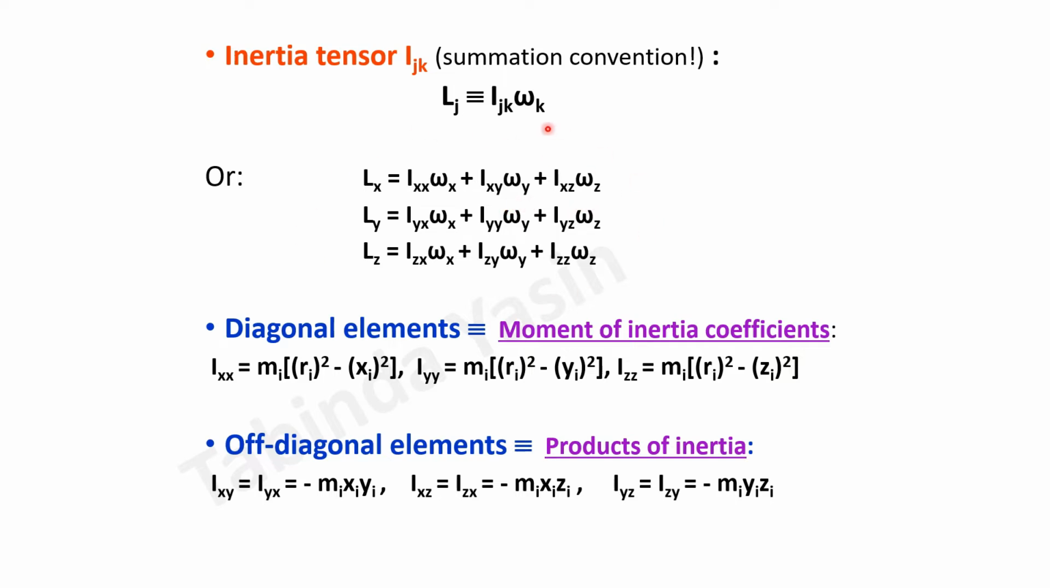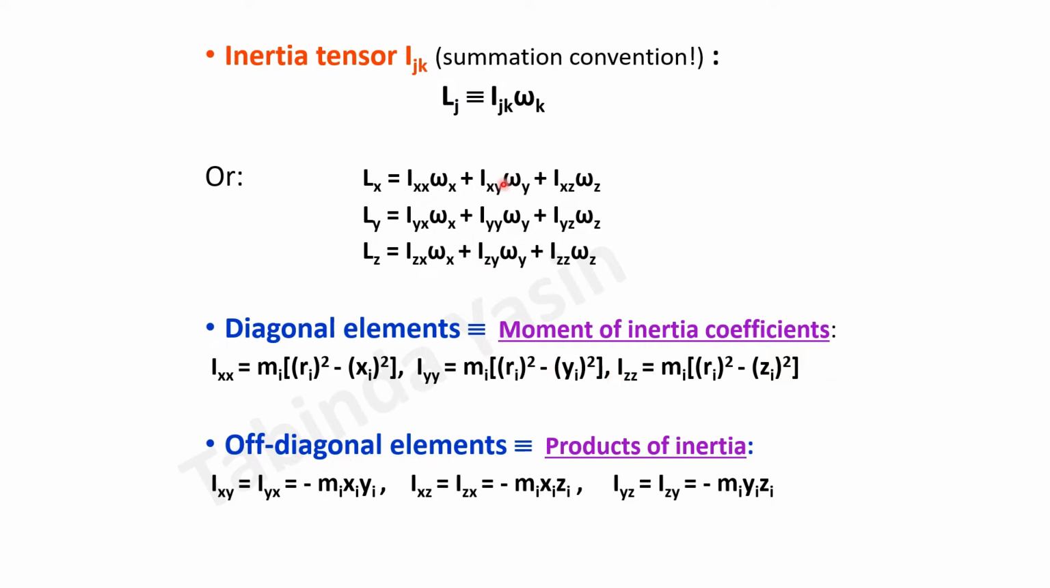That is the tensor form we already discussed and written in the matrix form, that is written here: Izx omega x plus Izy omega y plus Izz omega z. And you can write the previous from the previous matrix form. Now the diagonal elements are equivalent to moment of inertia coefficients. Diagonal elements are Ixx, Iyy and Izz. So Ixx is equal to sum mi (ri square minus xi square), and Iyy is equal to sum mi (ri square minus yi square), and Izz will be equal to sum mi (ri square minus zi square). Those are the moment of inertia coefficients.